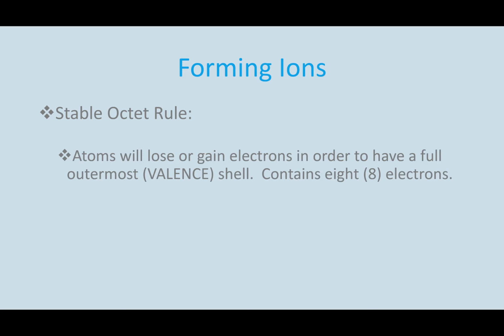Now, forming ions. There are a couple of things that we want to focus on when we talk about forming ions. The first one is the stable octet rule. The stable octet rule means that atoms will gain or lose electrons in order to have a full outermost or valence shell. That means atoms will try to lose or gain electrons in order to get 8 electrons in their outermost shell, hence the words stable octet rule. Having 8 electrons in that outermost shell makes it stable, which is what the ion prefers.